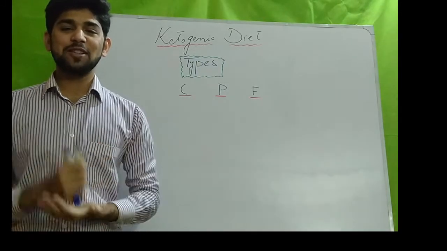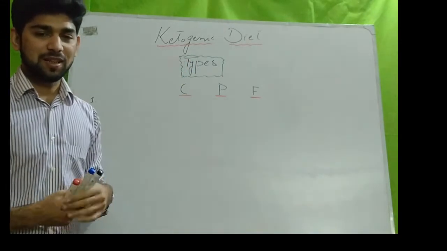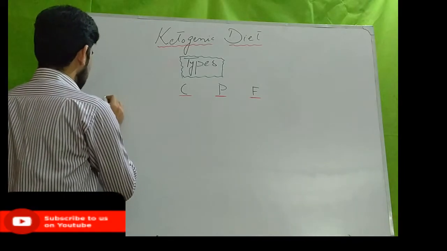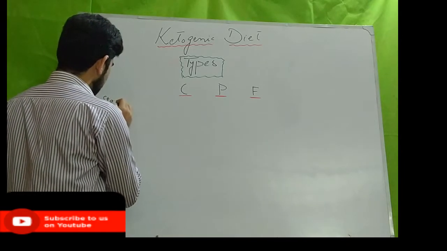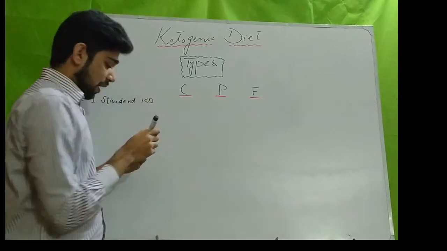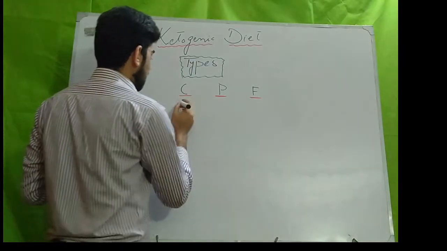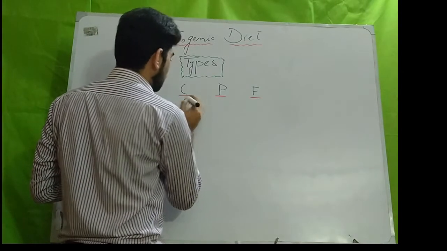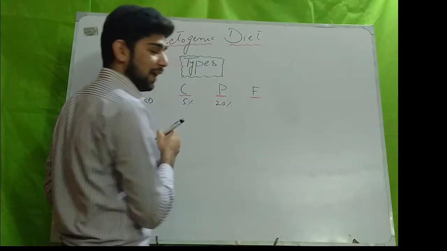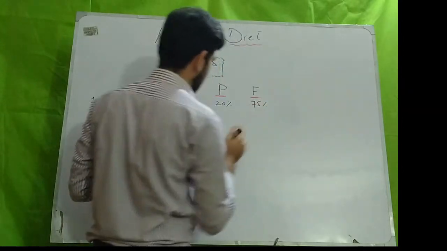Welcome to dietinmedics.com. Today we'll discuss the types of ketogenic diet. The first type of ketogenic diet is the standard ketogenic diet. In the standard ketogenic diet, the macronutrient distribution is 5% carbohydrate, 20% protein, and 75% fat in our diet.